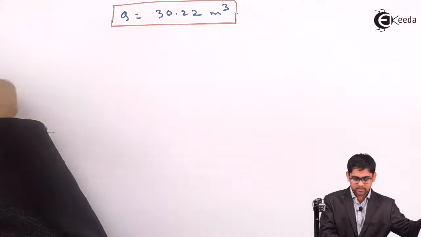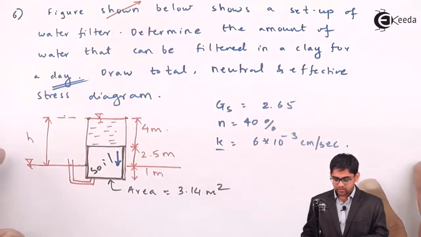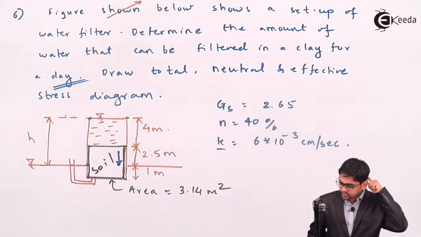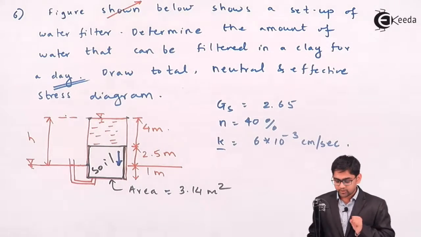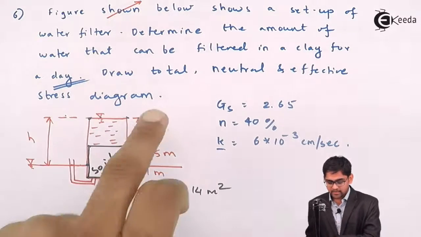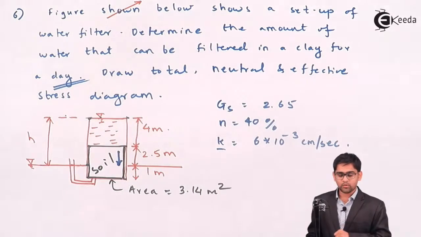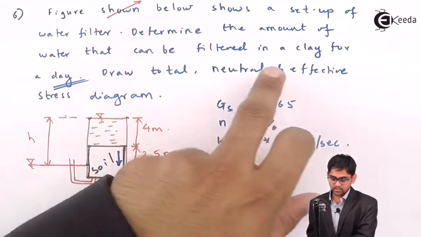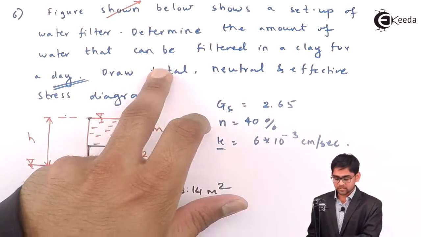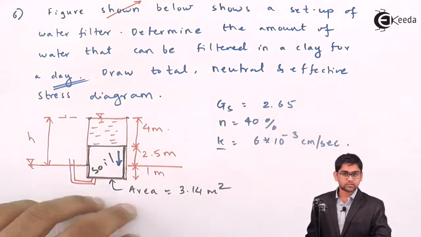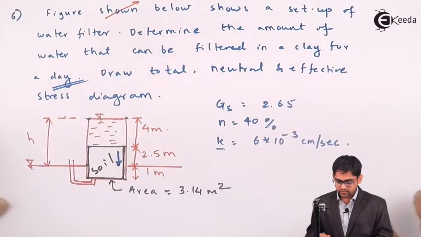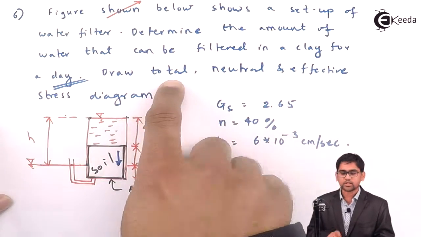So the next problem is about the total, neutral and effective stress diagram. First of all, it is very easy for me to draw a total stress diagram, and I will draw later on the neutral stress diagram or the pore water pressure diagram, and based on these two diagrams I can easily draw the effective stress diagram, because effective stress is just the difference of total stress minus the neutral stress. Hence it is very important to initiate the second part of this problem with the total stress diagram.